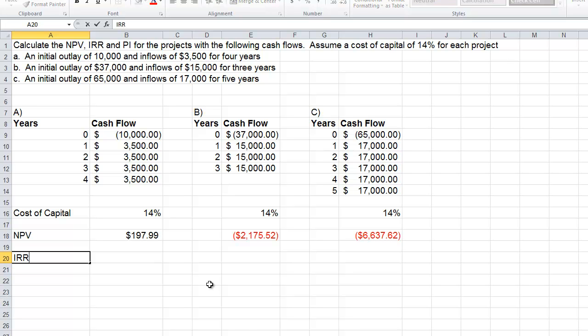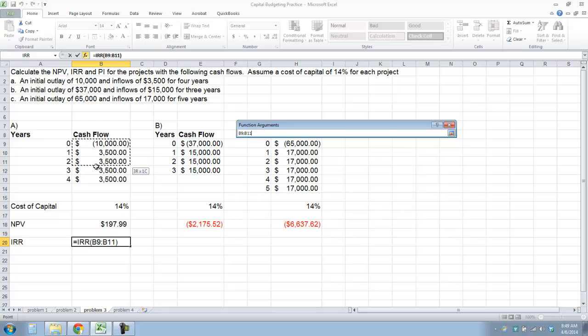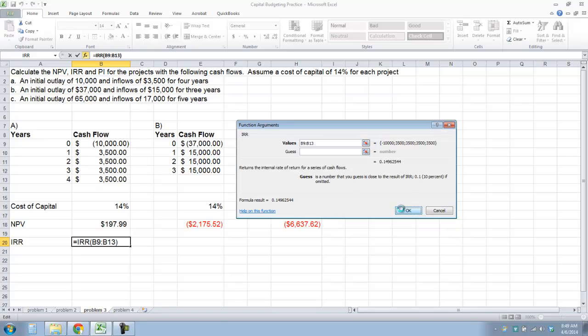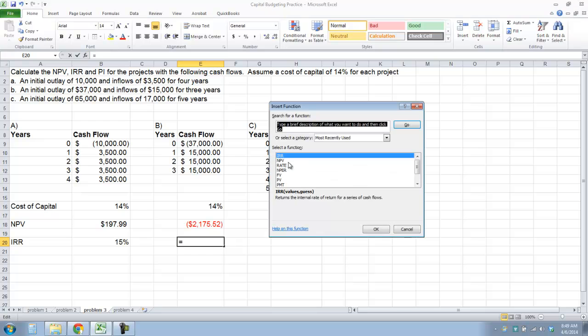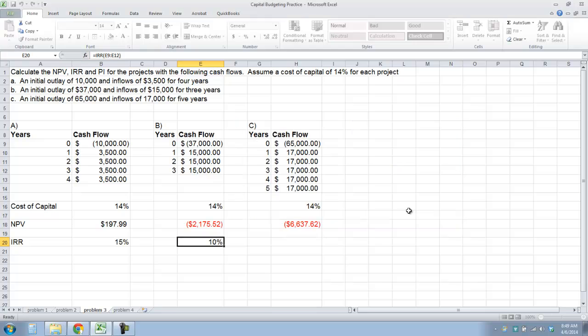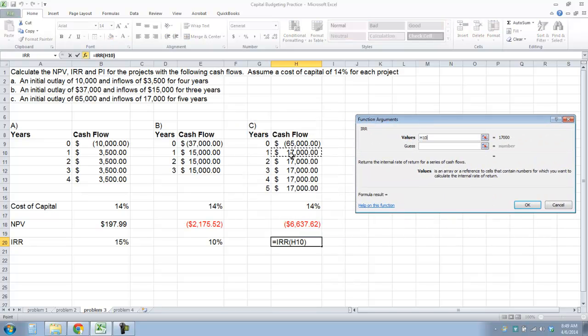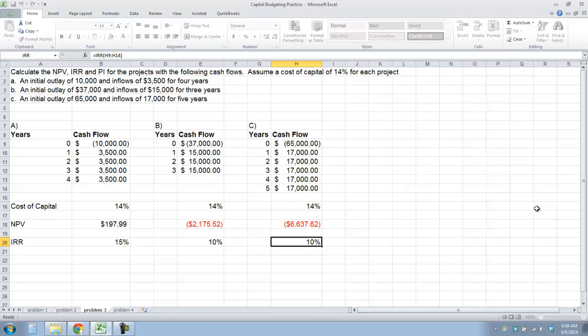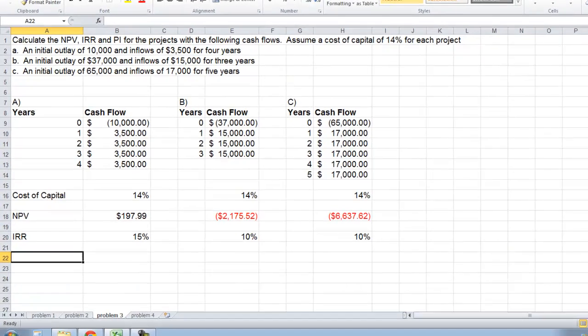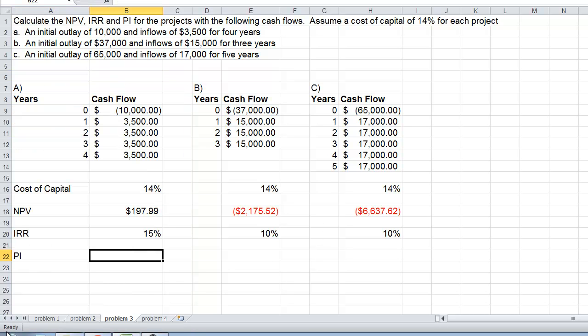Now we want to find the IRR. So, if I wanted to find the IRR of the project, I just want to guess. I want to include the negative number here. Okay, click OK. I want to find the IRR, and I'm going to guess all of these. Alright, and then I want to find the PI here.